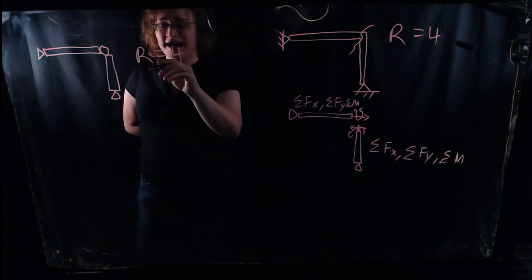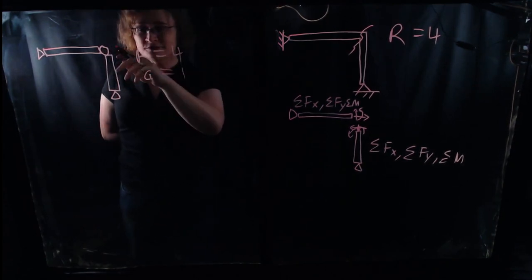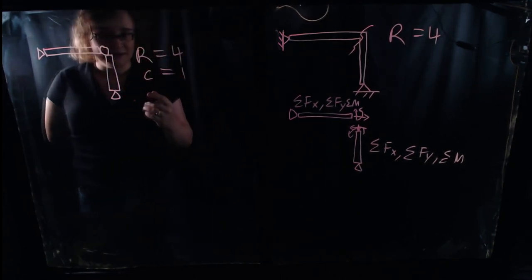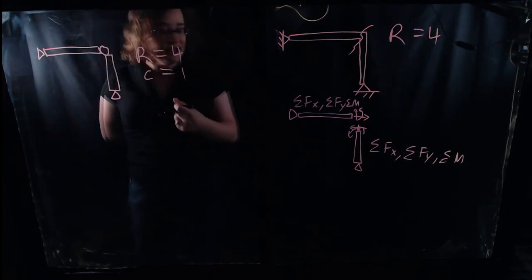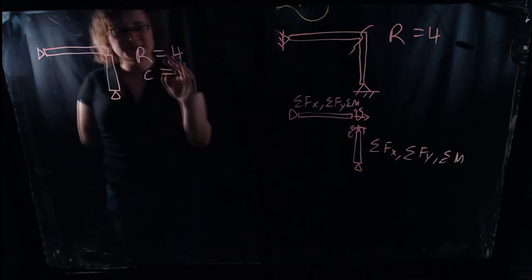But now I have C equal to 1 because I'm releasing moment at one location. If I had 2 pins, my C would be equal to 2. If I had 3 pins, my C would be equal to 3, etc. It depends on the number of forces released.